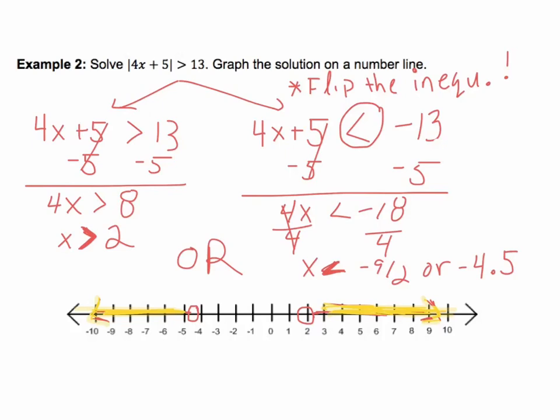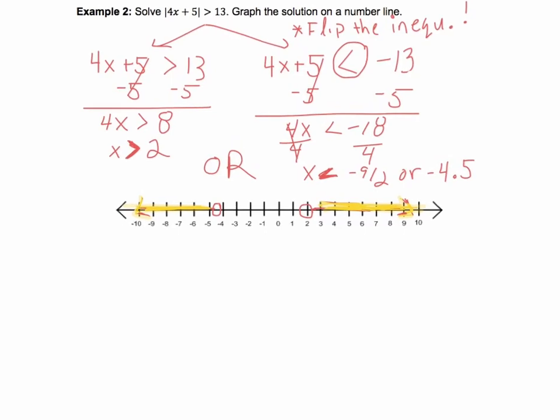I'm not done yet. I have to check for extraneous solutions, right? So let's do that. Remember when you check inequalities, you can't just grab 2 in this case and shove it in there, because 2 is actually excluded from our solution set. So what we want to do instead is choose a number in that interval. So for instance, 3 is a number that's bigger than 2. So I might check by letting x equal 3.